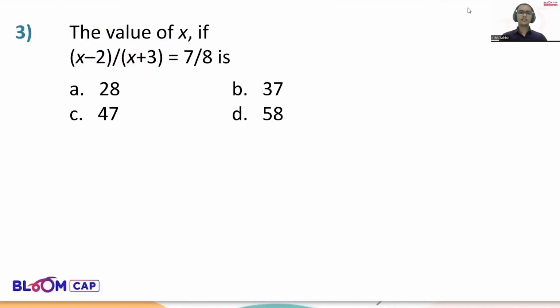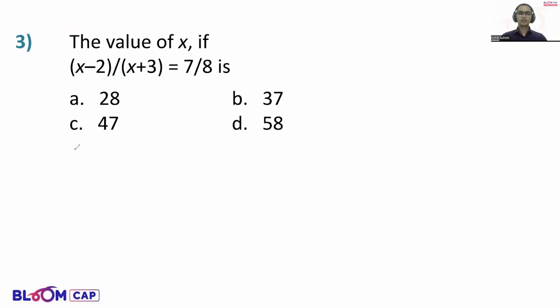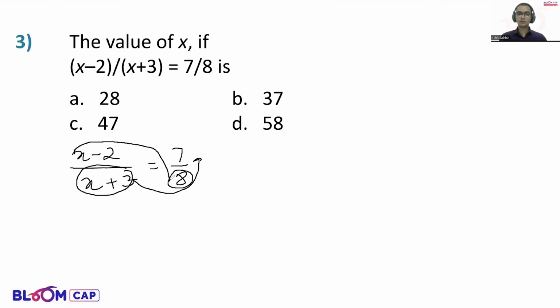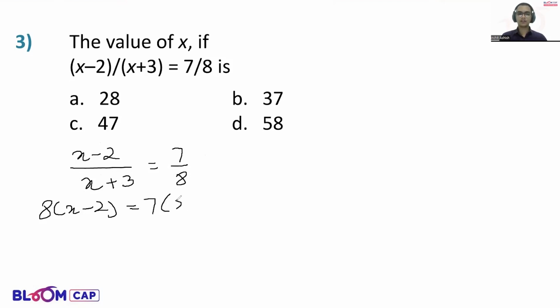The value of x if x minus 2 upon x plus 3 is equal to 7 by 8. So what this question is asking is, if we have an equation like x minus 2 upon x plus 3 equals 7 by 8, what do we do? Remember, this is in division. So when we move it to the other side, it will become multiplication. Right? So what did we do? We multiply 8 by this side. 8 into x minus 2 is equal to 7 into the denominator of the left hand side.